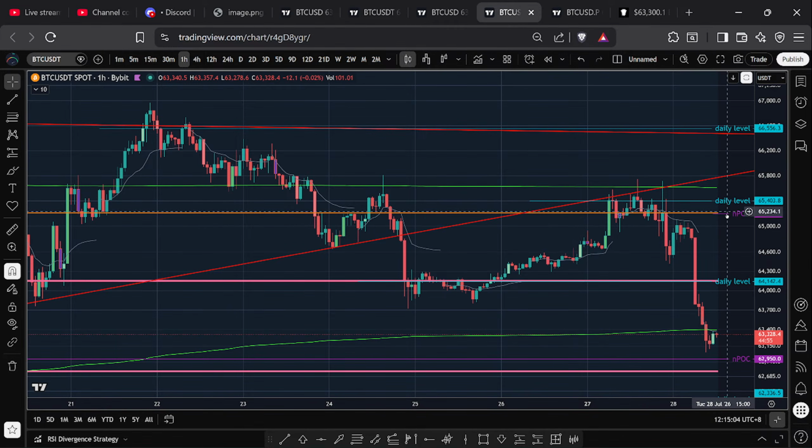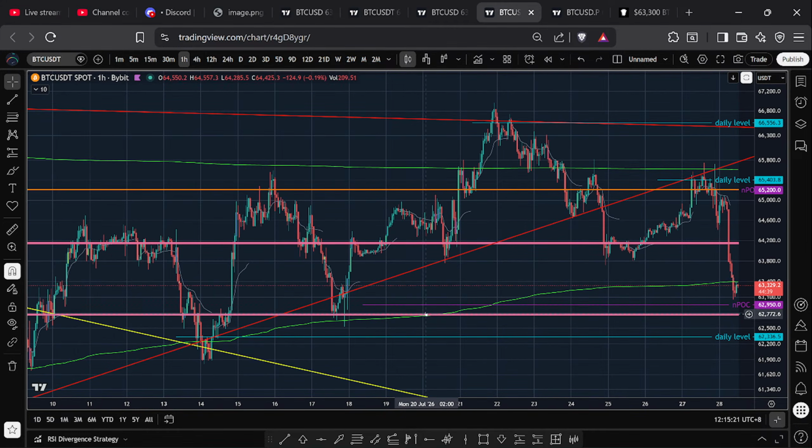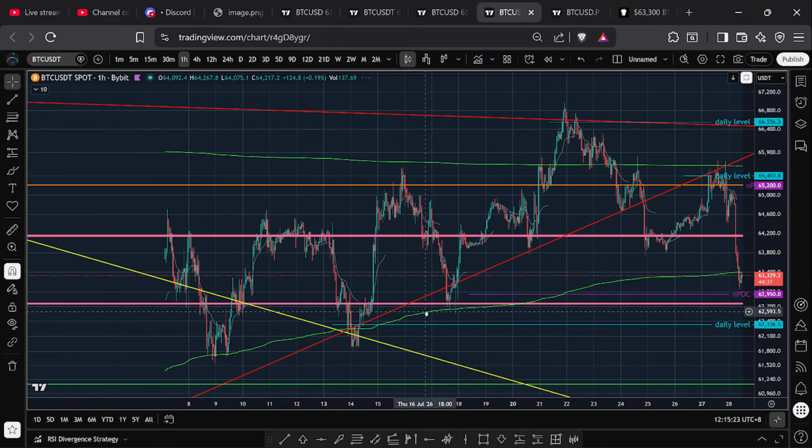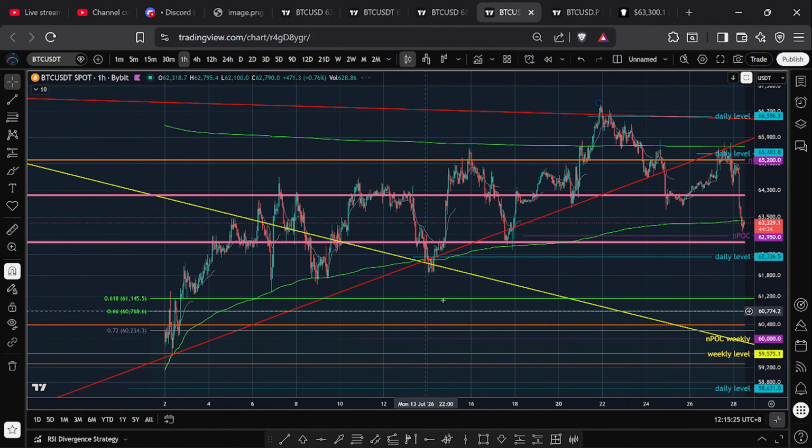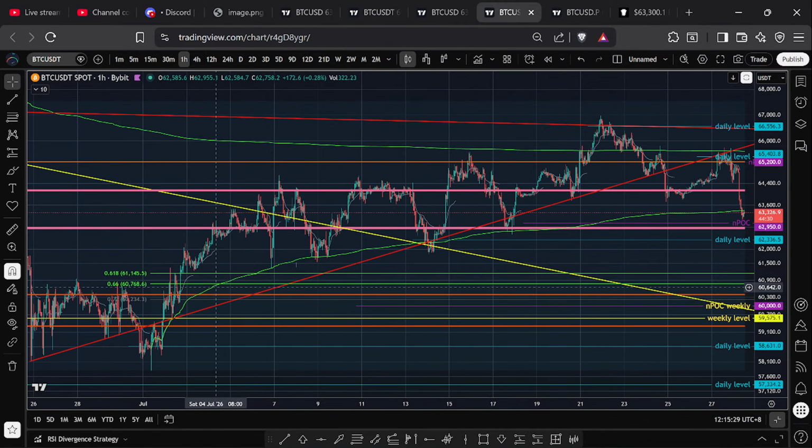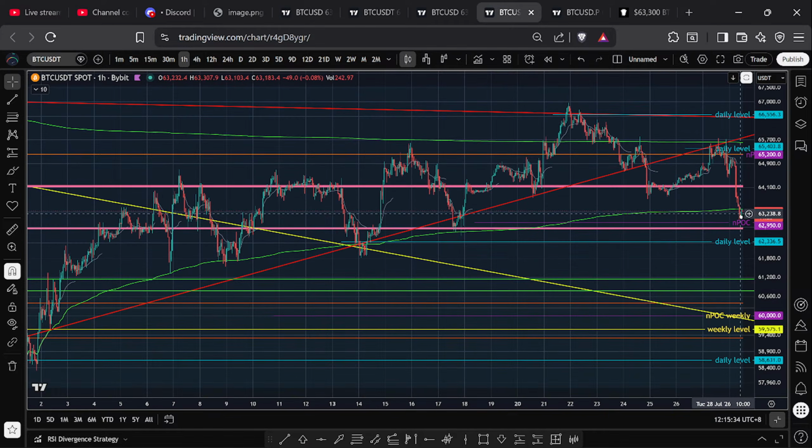Okay, we've got this new NPOC here, daily level here, and I think this one's now been taken out, this daily level. And now we come down to this VWAP that it used to hold all the way along. As you can see now, it's testing underneath it. So if it rejects off there, then we could see that move down to around this area here.